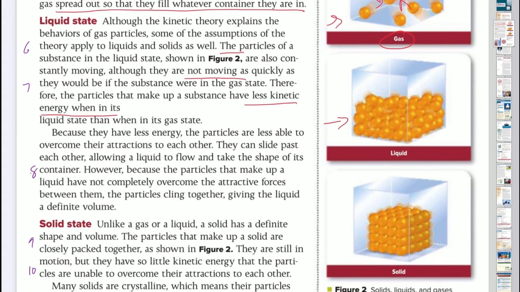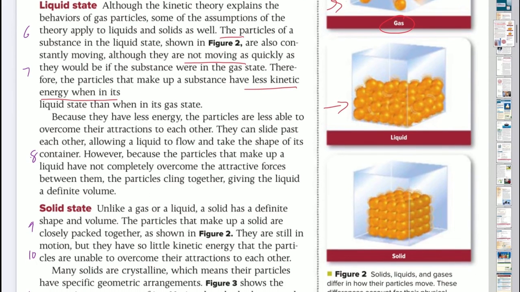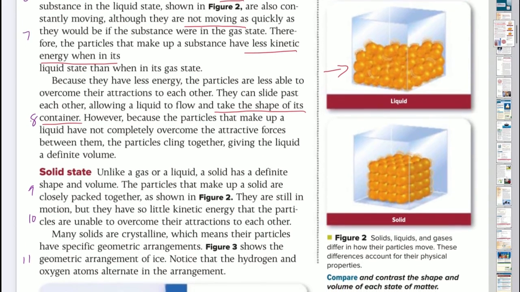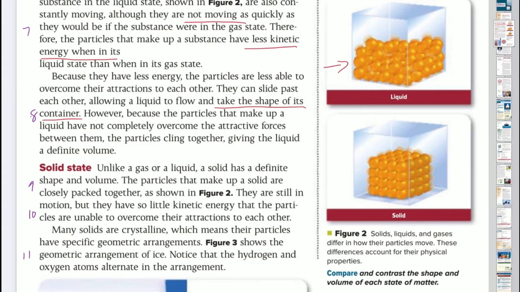Because they have less energy, the particles are less able to overcome their attractions to each other. They can slide past each other, allowing a liquid to flow and take the shape of its container. So liquids do take the shape of their container. However, because the particles that make up a liquid have not completely overcome the attractive forces between them, the particles cling together, giving the liquid a definite volume. So liquids have a definite volume, but they take the shape of the container.